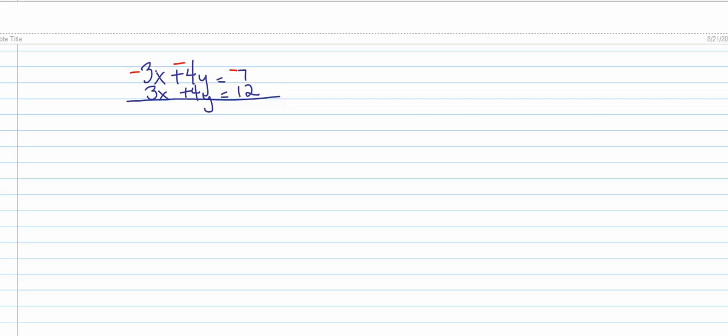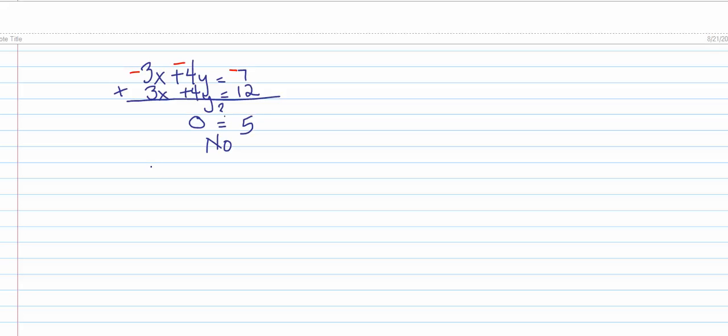We add our equations together, and when we do that, -3x plus 3x is 0. -4y plus 4y is 0. 0 plus 0 is 0. We don't have anything left on the left-hand side. A lot of times my students will stop there and say, oh no, I did something wrong. I ended up with 0. No, you didn't do anything wrong. -7 plus 12 is 5. Does 0 equal 5? No, it doesn't.